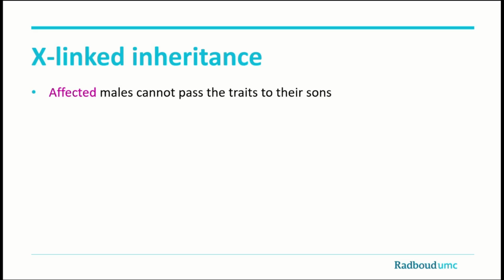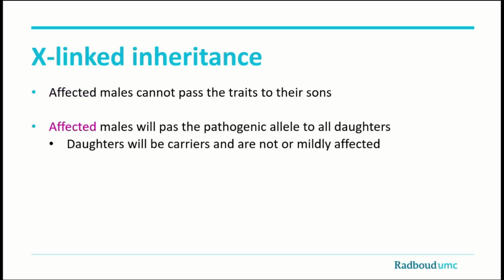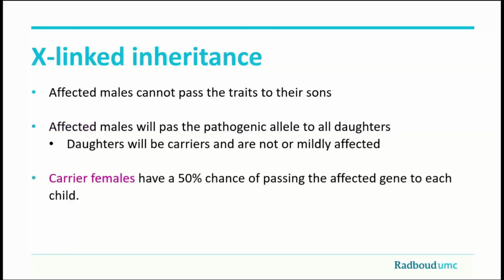So in X-linked inheritance disease, affected males cannot pass the trait to their sons. Affected males will pass the pathogenic allele to all daughters, and daughters will be carriers and are not or only mildly affected. Carrier females have about a 50% chance of passing the affected gene to each child.